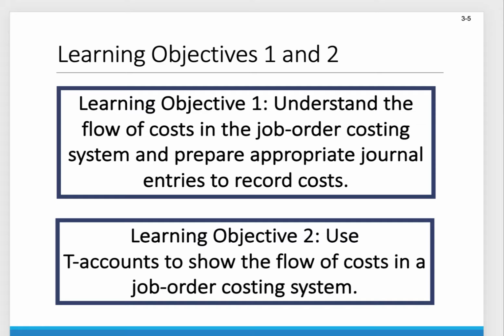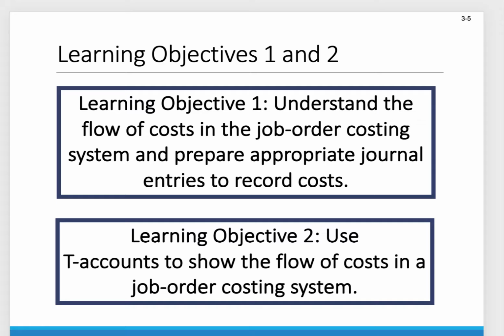T accounts, I don't know. I looked over the roster. Some names look familiar, but I don't think I've had any of you before. There's one name that actually looks familiar. I might be confusing it with another student.